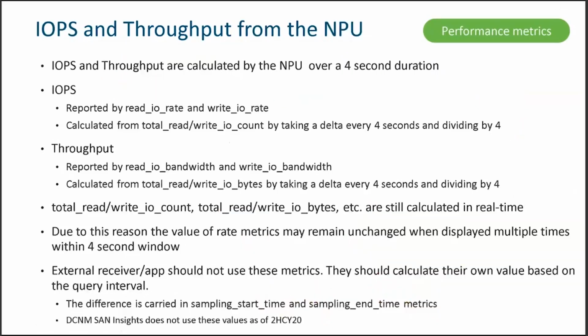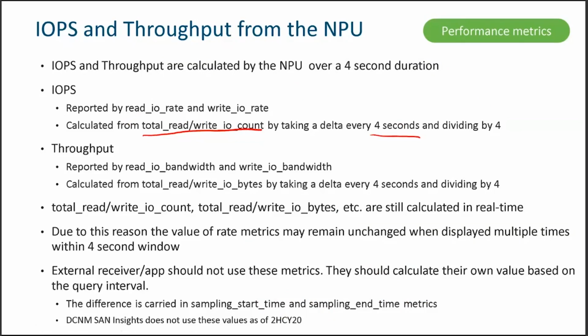Okay, so how exactly does the NPU calculate the IOPS and throughput? It actually takes the total read IO count and the total write IO count. And this time the NPU is taking an approximately 4-second time interval.